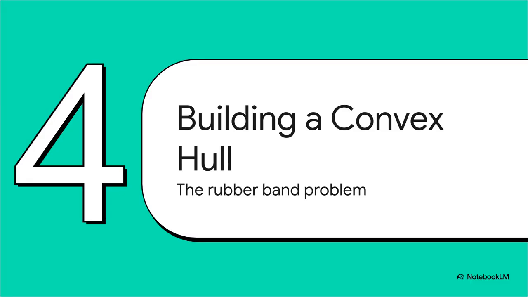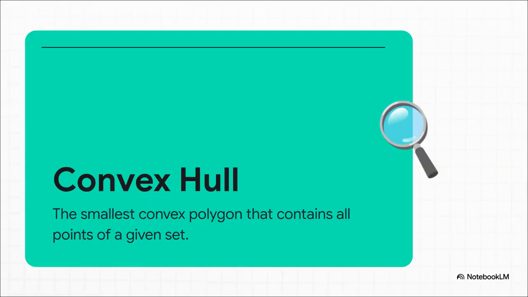Okay, for our last big example, we're going to look at building a convex hull. Some people call this the rubber band problem. This one uses a really clever variation of the sweep line idea known as Andrew's algorithm. So what even is a convex hull? The definition is the smallest convex polygon that contains all the points. But honestly, the rubber band analogy is the best way to think about it.